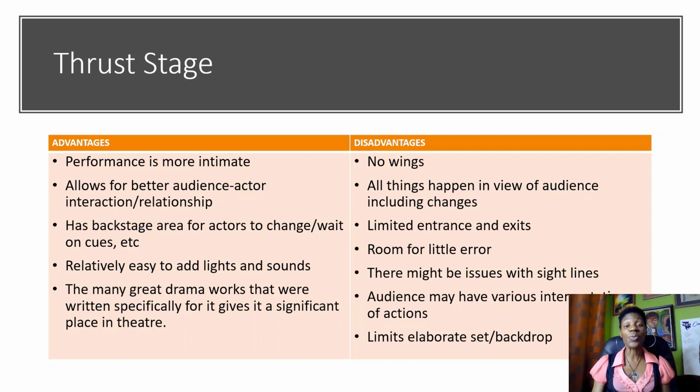Everything happens in full view of the audience with the thrust stage, because sometimes there's no curtain, and so the audience gets a chance to see everything. So the changing of scene, etc., all of those things will happen in full view of the audience. There are limited entrances and exits. As I said, there are no wings, so you're either just going to enter and exit. You don't have enough space and that kind of flexibility.